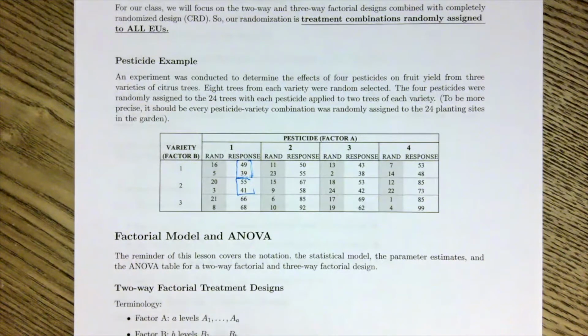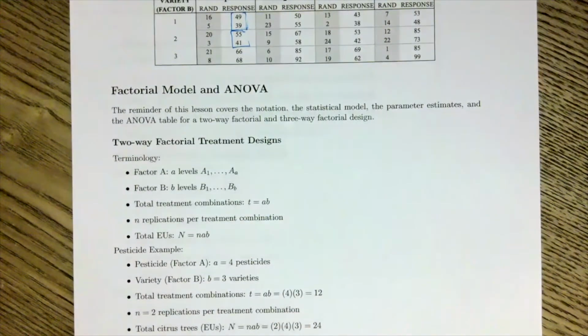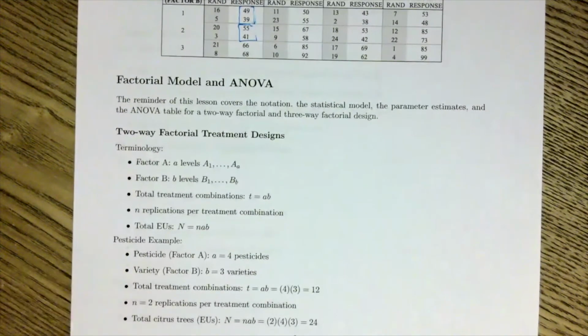With that, let's now cover the statistical model, the parameter estimation, and the ANOVA, similar to what we've done with the other several designs we've talked about. We're going to start with a two-way, and then we'll build to a three-way factorial treatment design. So let's discuss some terminology.